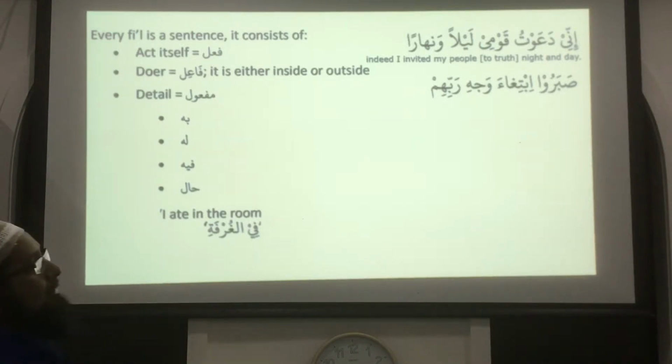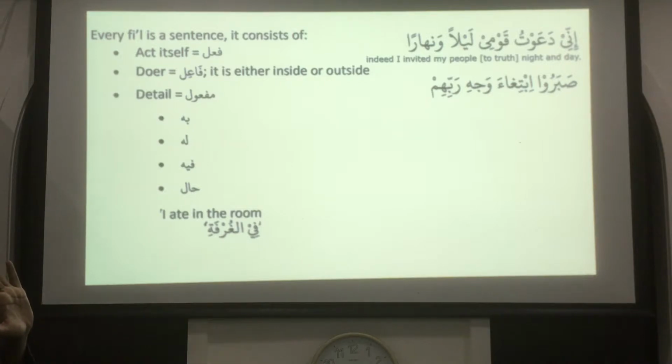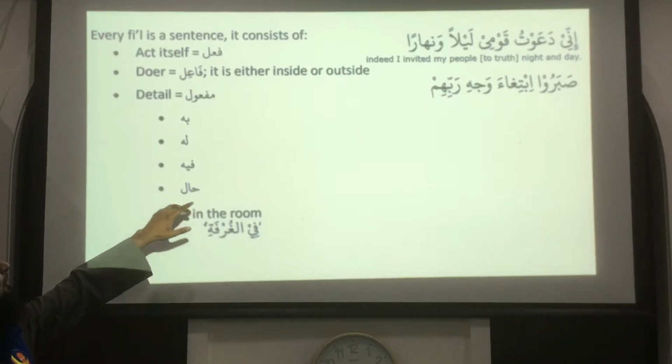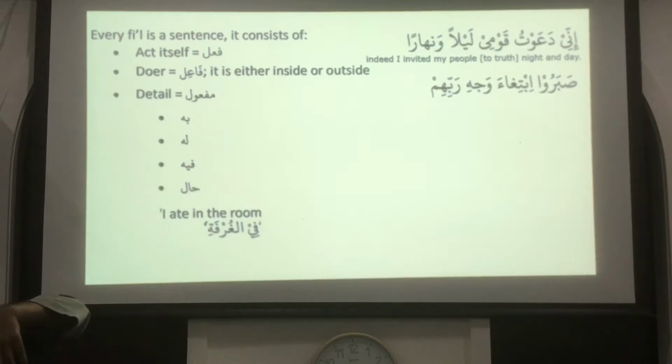Ibtagha'a. Ibtagha means to pursue, or to please someone. Ibtagha wajhi rabbihim. Ibtagha means to pursue. What is the status of the word ibtagha? Nasab status. That's a normal detail. There's nothing attached to it. And that is maful, what? Maful lahu. Why did they sabaru?